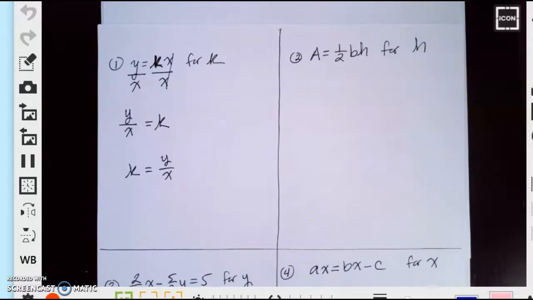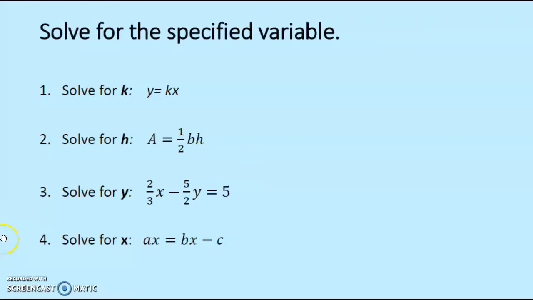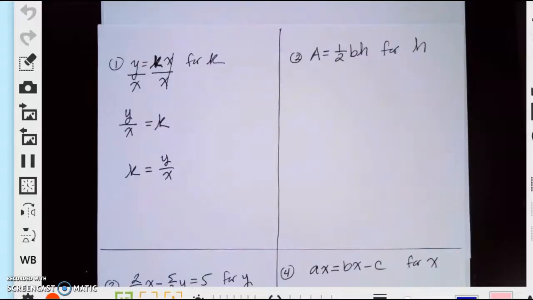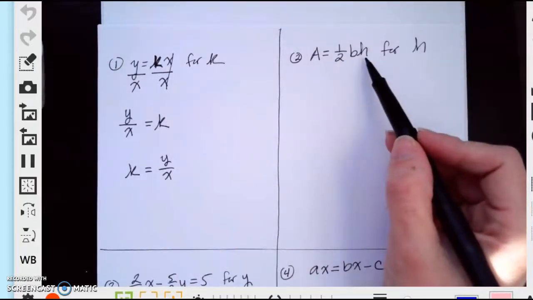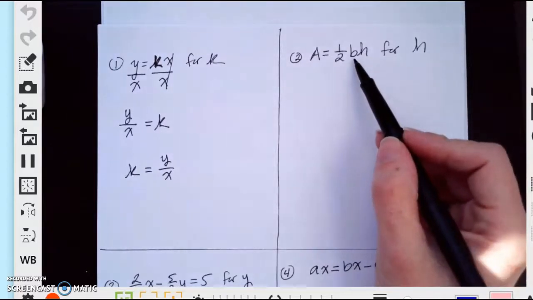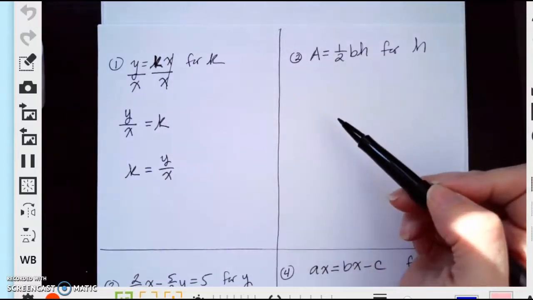In the second example, we're looking at the formula for a triangle. Actually, area equals 1/2 base times height, but we want to rearrange the formula so that the height is isolated. So we're solving for h here. All right, so here again, I want to recognize what's happening to h. H is being multiplied by b and multiplied by 1/2.